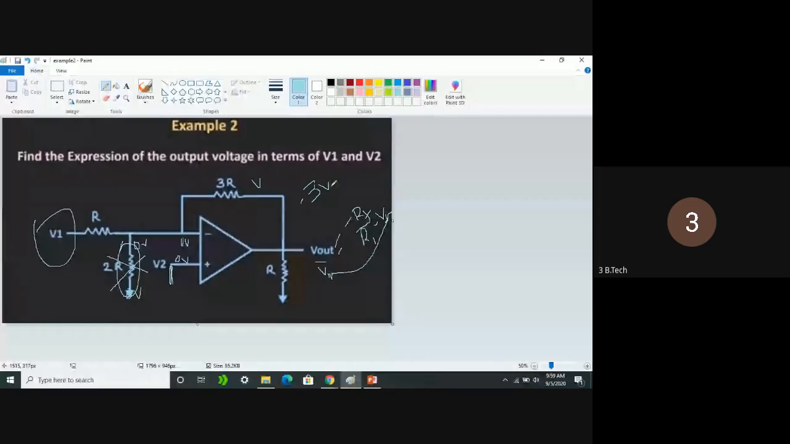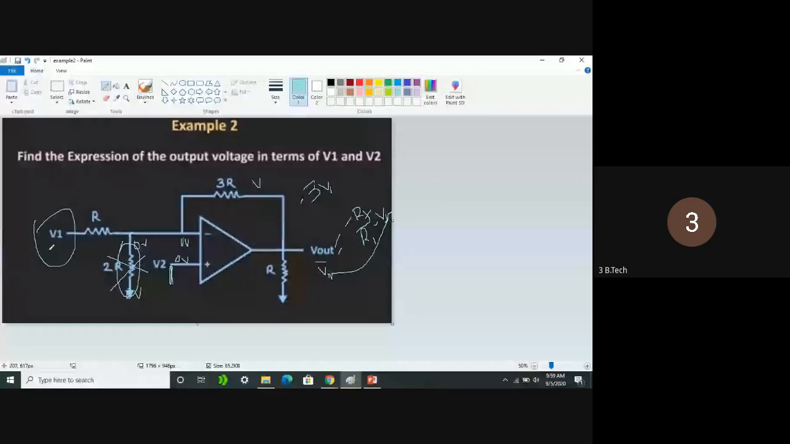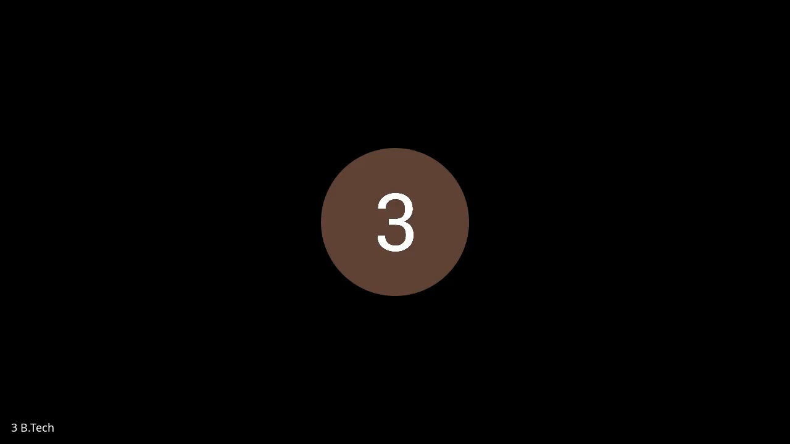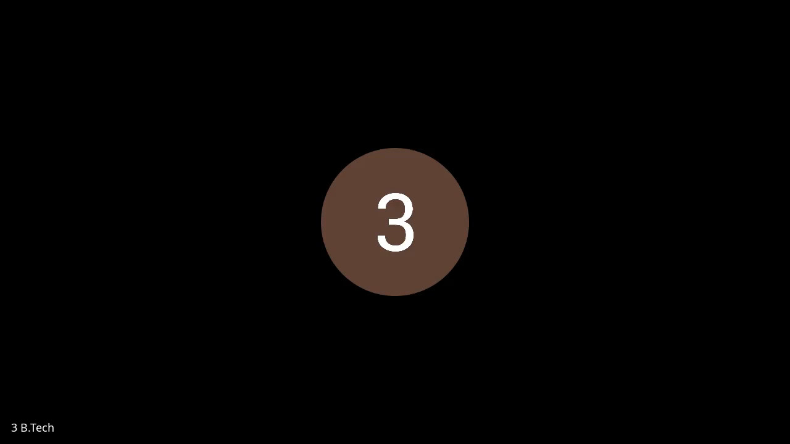Now what is the other combination? We need to make this one ground, and then use 1 plus RF by R1. So this is grounded and this is given the V2 voltage. Here we are providing V2 voltage. Based on the virtual concept, whatever voltage we apply at one terminal, the same voltage is applied at the other, so here also we can exhibit V2.